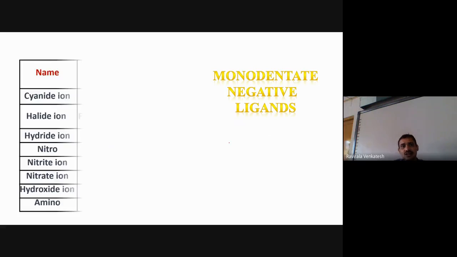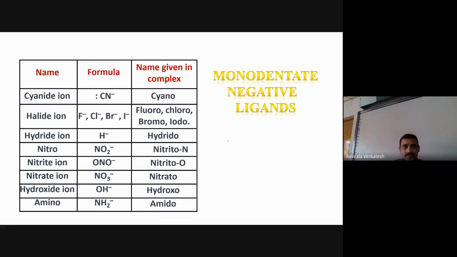Now let me see the monodentate negative ligands. All of you observe now. These are all negative ligands, all having a negative charge. The nomenclature we also discussed in the last video. Cyanide is called cyano. Halides are called fluoro, chloro, bromo. These are IUPAC names. H minus, the hydride ion, is called hydrido.